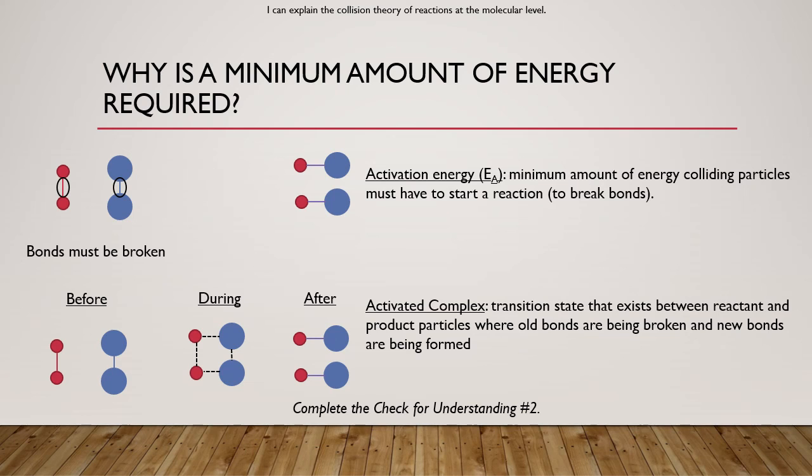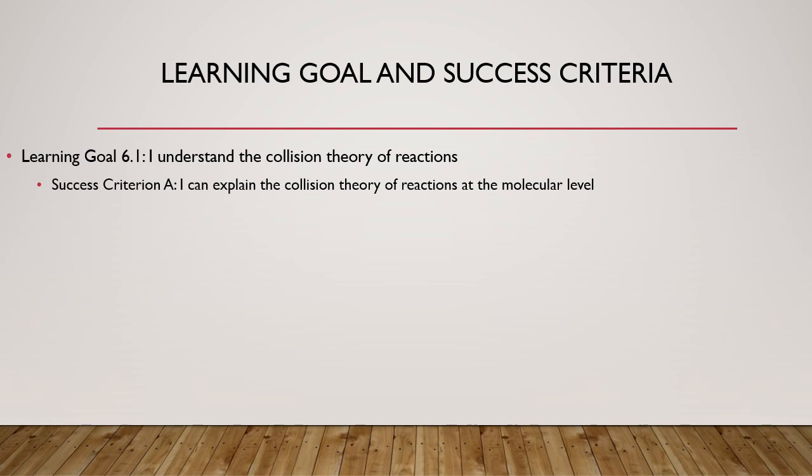All right, so you've had a chance to do that. This is the end of the lesson, actually. I just want to take one last look at the learning goal and success criteria. So our learning goal 6.1: I understand the collision theory of reactions. And in this particular lesson, we were only looking at a single success criterion: I can explain the collision theory of reactions at the molecular level, which was the point of all of this discussion.